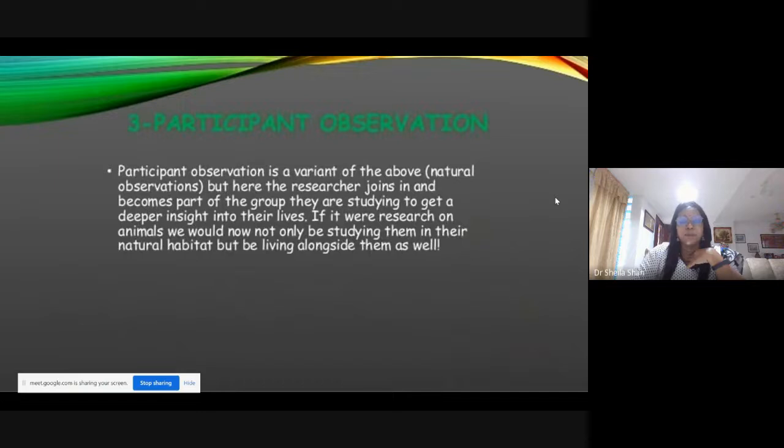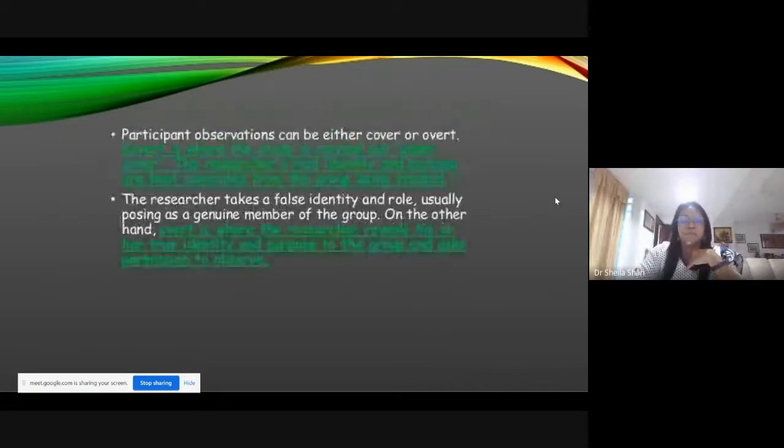So another one is participant observation. This time you have a participant observation. It's a variant of the above, but the researcher joins in and becomes part of the group. They are studying to get a deeper insight. So if you're an outsider, people might not tell you all the secrets they have. So you have to be part of them. Yeah, you have to stay with them. You have to be with them.